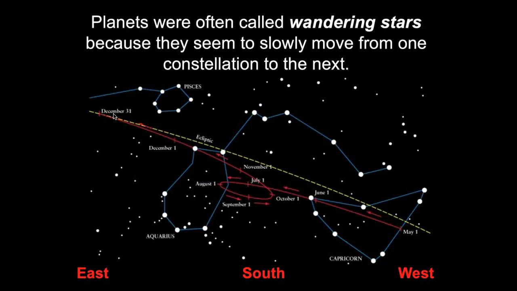Because most of the time the planets move across the sky eastward, eastward, eastward, but every once in a while, every few years, the planets would slow down, move backwards, which is to say westward, and then they would slow down again and start moving eastward again.